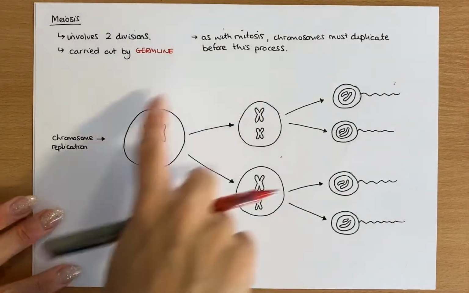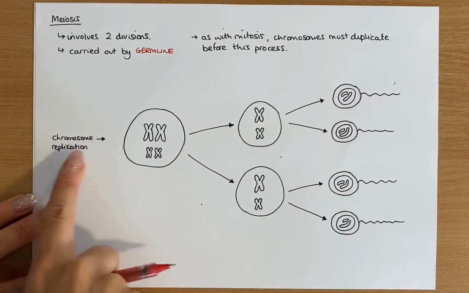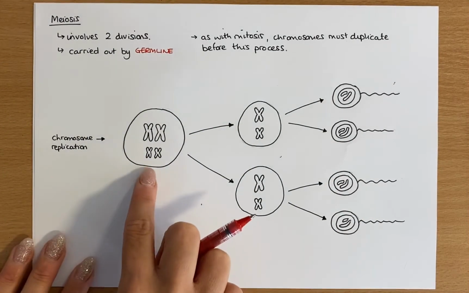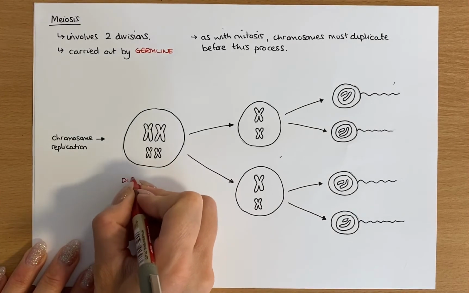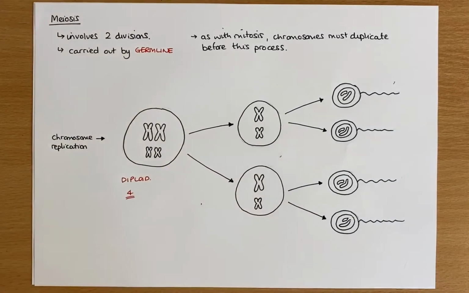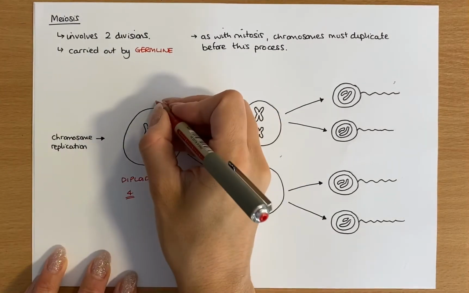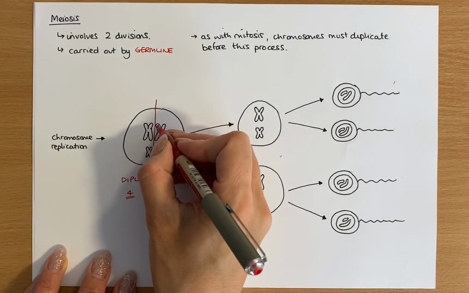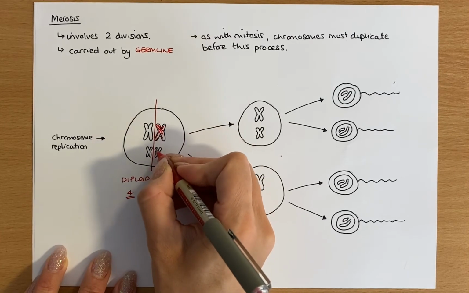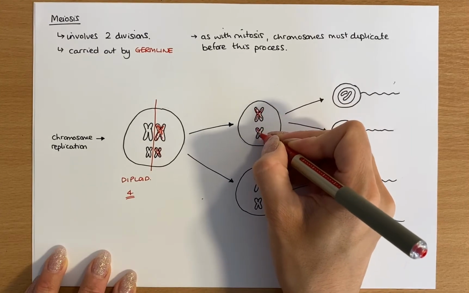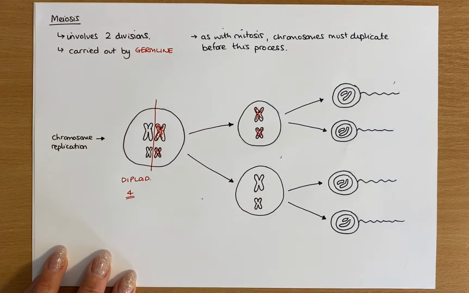Just the same as mitosis, we start with our chromosome replication. So these chromosomes have duplicated and formed their wee X's. Then in this stage we have a diploid cell with 4 chromosomes. That's its chromosome complement. It's diploid and it's got 4 chromosomes. Now what happens here is these matching chromosomes are separated. If we colour this one in red, and the same with this wee guy, these 2 are pulled to here, and the other 2 are pulled to here.